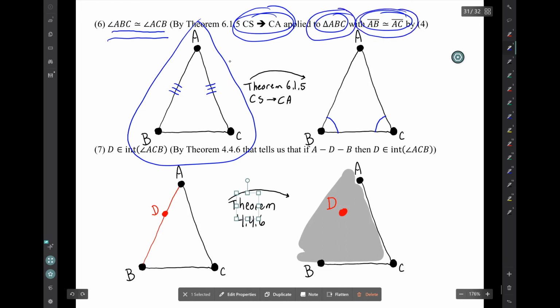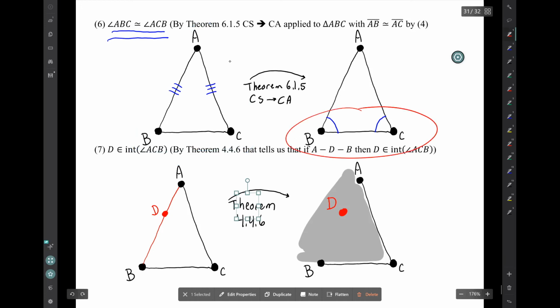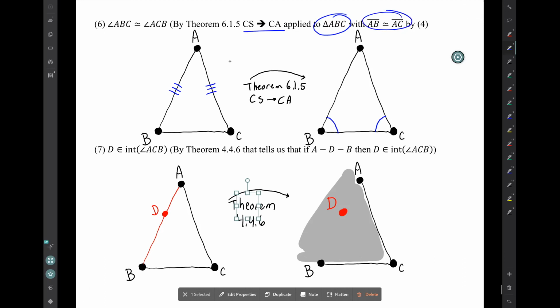are congruent. Well, here on the left I have a drawing of the triangle that I'm applying the theorem to, and it's got marked the sides that are known to be congruent. The drawing of the conclusion shows the base angles that we know are therefore congruent. So again, I can't stress enough that when you use the CS arrow CA theorem, you need to mention precisely what triangle you're applying it to and what two sides are known to be congruent. And you should have a drawing that shows that triangle.